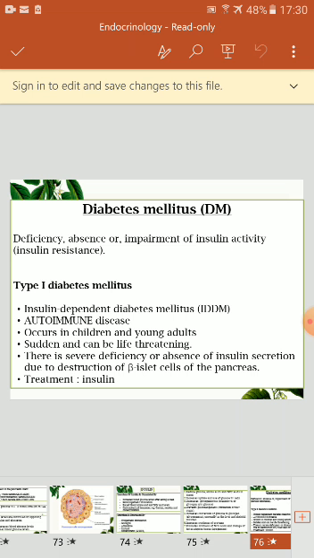So most importantly, there is the destruction of the beta islet cells of the pancreas, and its destruction is due to autoimmune diseases or autoimmune antibodies, and it usually occurs in children and young adults. The other name of type 1 diabetes mellitus is IDDM, insulin dependent diabetes mellitus, and treatment of this type 1 is insulin. We will give the patient of type 1 diabetes insulin.